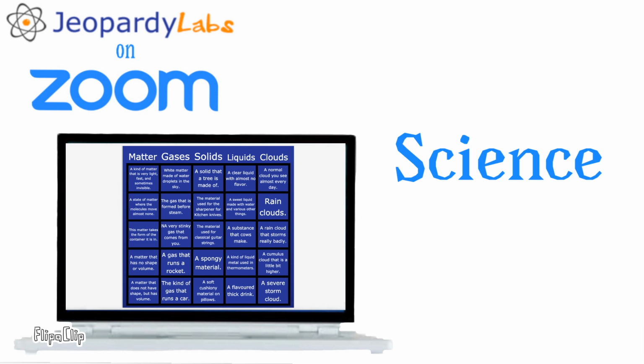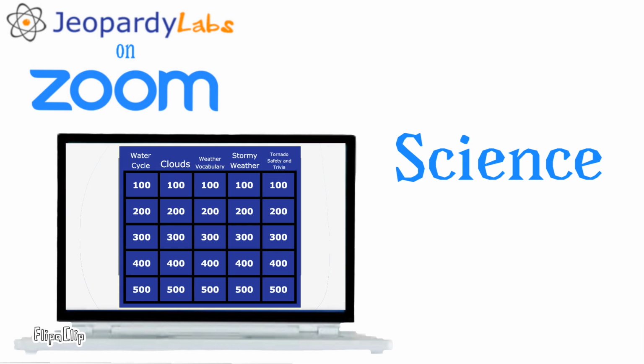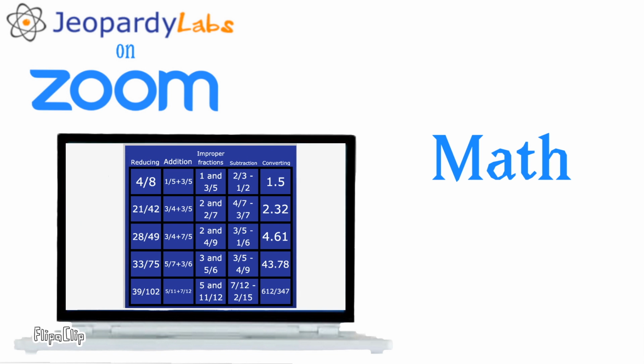It has 5 categories. Those are listed across the top: matter, gases, solids, liquids, and clouds. So what we're looking at here are the clues for each of the 25 questions. And what we see here is the actual Jeopardy game board showing each of the categories and the various point values. Here's an example for math.